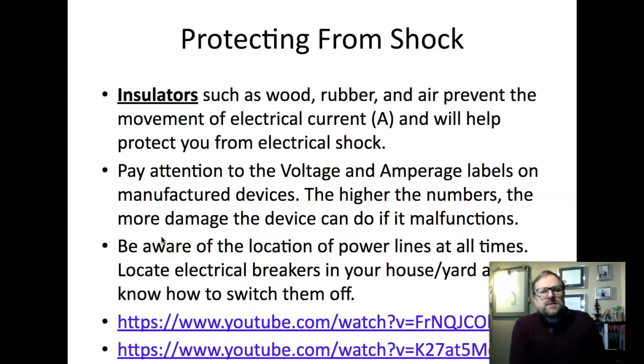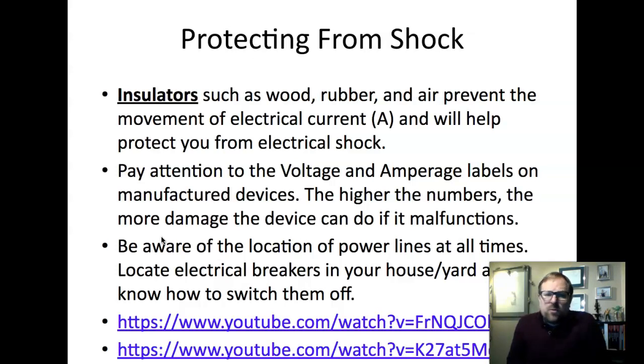In order to protect us from shock, we can use things called insulators. Things like wood or rubber or air to prevent the movement of electrical current, and it's going to help to protect you from electrical shock. So pay attention to the voltage and amperage labels on manufactured devices. The higher the numbers, the more damage the device can do if it malfunctions. And be aware of the location of power lines at all times. Locate the electrical breakers in your house or yard and know how to switch them off.